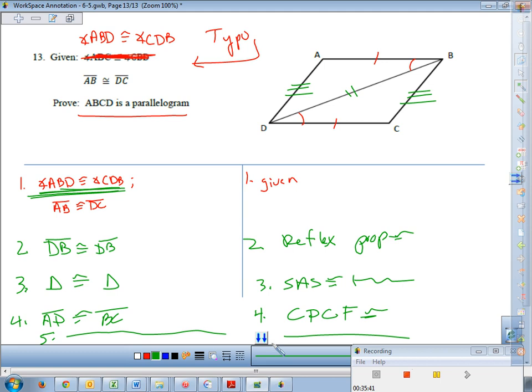Which way's better? It's up to you. Whatever you want to roll with. But there's more than one way to get there. And we could have done many things. Once you prove the 2 triangles, you can do all sorts of stuff. So.